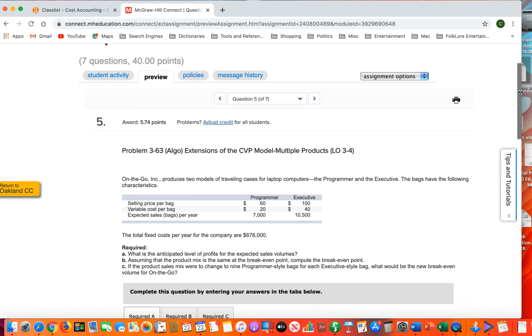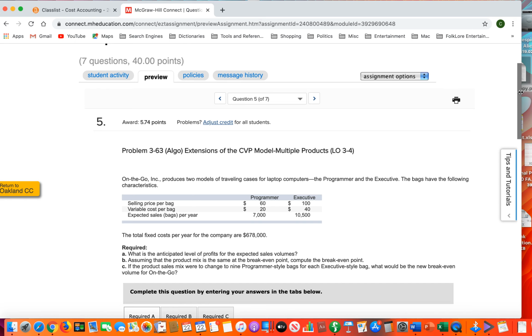So 40% of $40 is $16, and 60% of $60 is $36. So 36 plus 16, your weighted average is $52 as your contribution margin. Your weighted average contribution margin. And you take the fixed cost, 678,000, divided by 52, and we get 13,000.